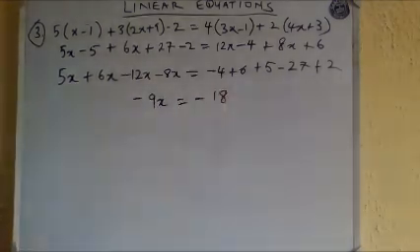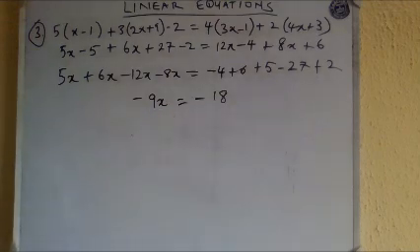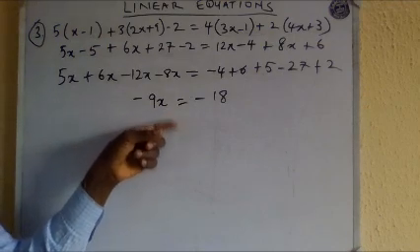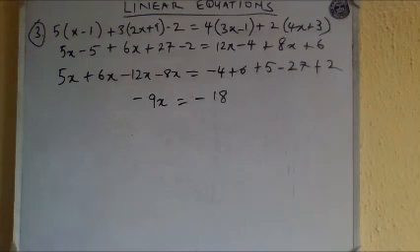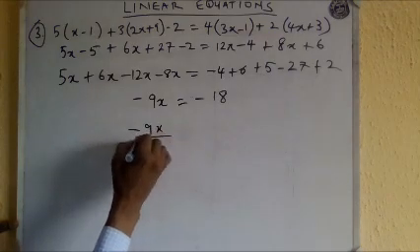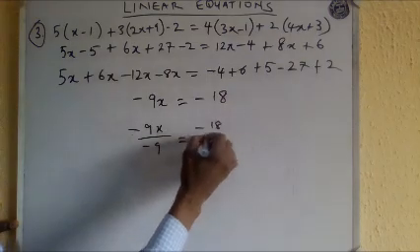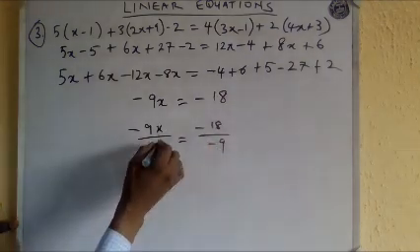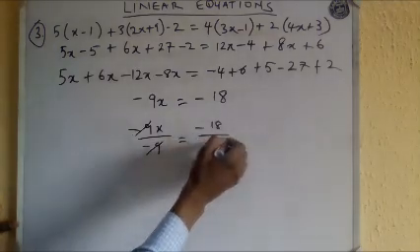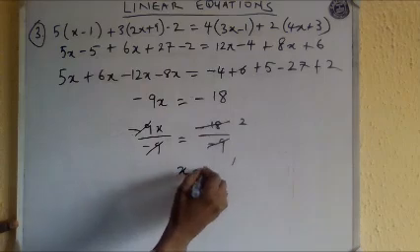So I am now left with just detaching minus 9 from x. How do I detach minus 9 from x? I'll simply divide both sides by minus 9. So minus 9x over minus 9 is equal to minus 18 over minus 9. Minus 9 cancels minus 9. Minus 9 here, 1; minus 9 here, 1. So x is equal to 2.